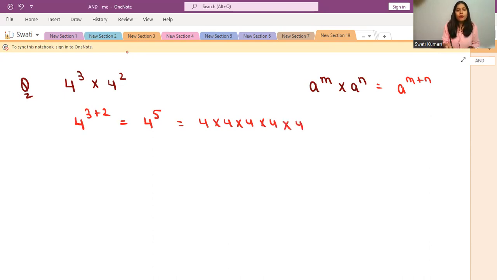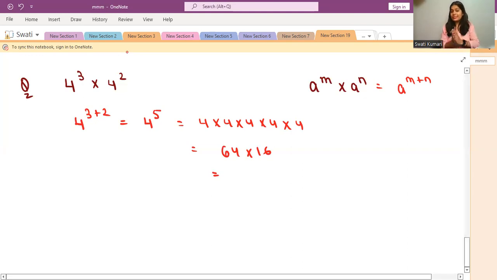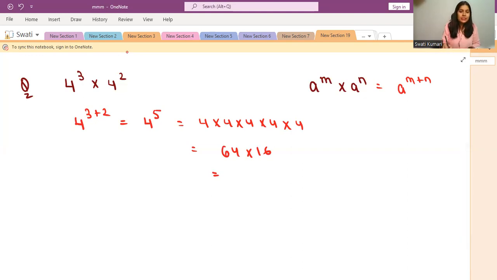Okay, I hope you can do this, but yes, let me do this for you. So 4 into 4, 16, 16 into 4, 64 into 16. Okay, I can leave this multiplication part for you, so that we do not waste time here. So yes, 64 into 16, whatever answer you get, that will be the final answer. All right. Okay, now we can go to the next question. Let's take one more question on this.